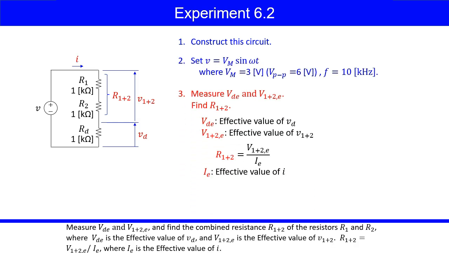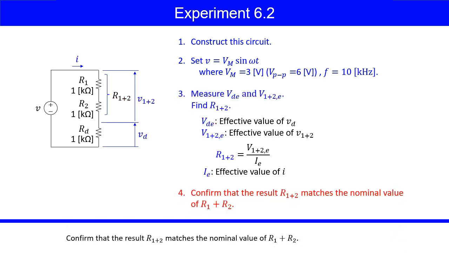Measure VDE and V1+2E, and find the combined resistance R1+2 of the resistors R1 and R2, where VDE is the effective value of VD, and V1+2E is the effective value of V1+2. R1+2 is obtained by V1+2E over IE, where IE is the effective value of I. Confirm that the result R1+2 matches the nominal value of R1 plus R2.